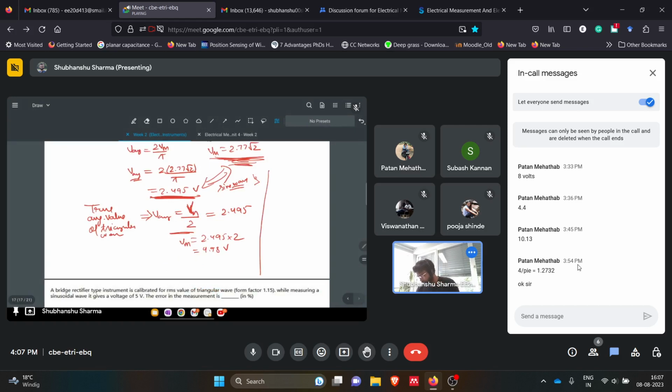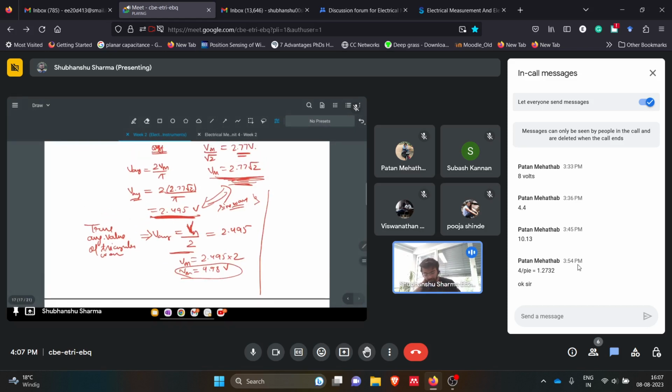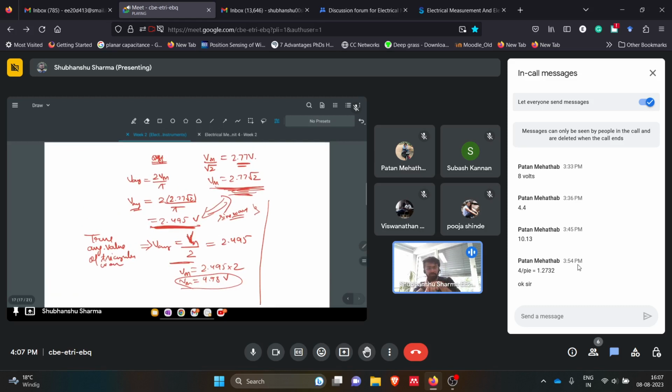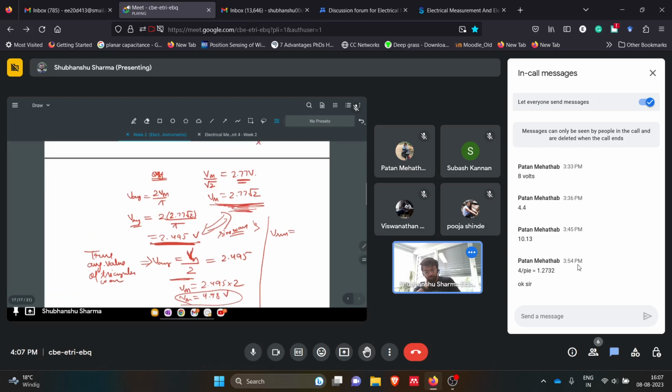So this is the actual peak value of the triangular wave, 4.98. Once we get the actual peak value, what will be the RMS value? The RMS value of this triangular wave will be Vm by root 3, which equals 4.98 by root 3. This will be 2.87 volts.